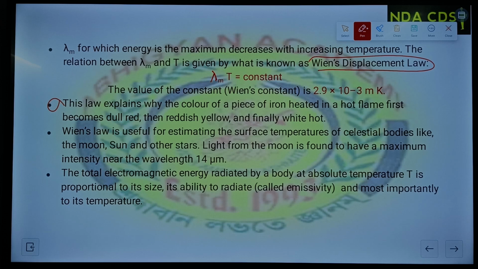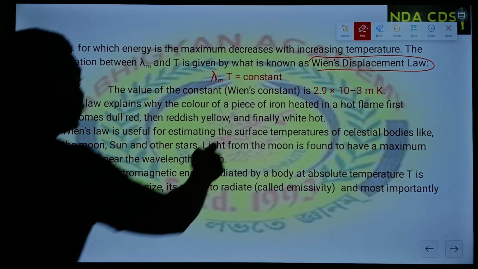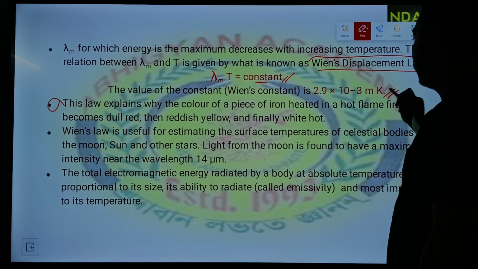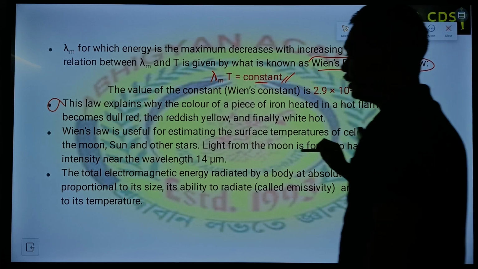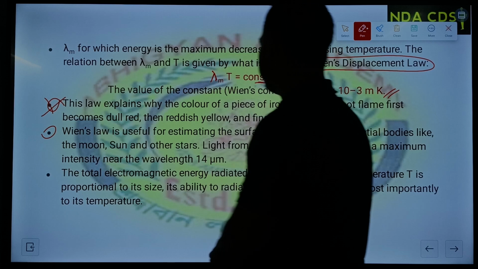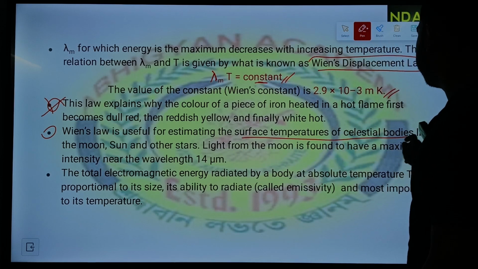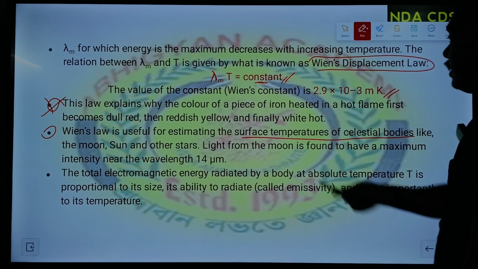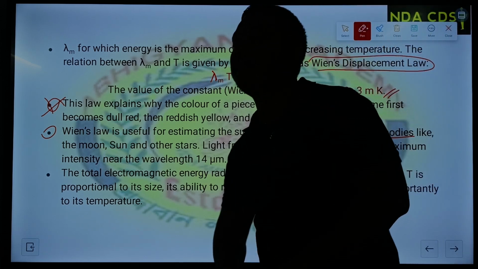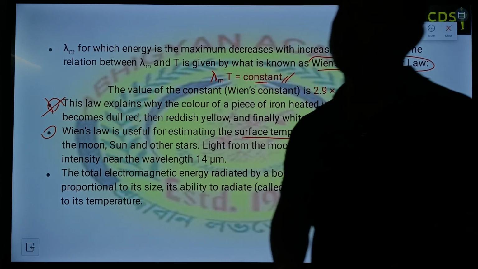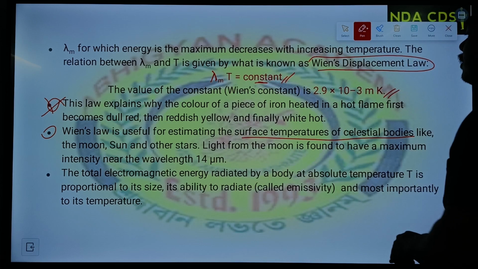Wien's displacement law. Okay, wait. One thing. No need to write the second point. Write this one. Value of constant is this one, 10 to the power minus 3 meter Kelvin. No need to write this one. Write this one. Wien's law is useful for estimating the surface temperature of celestial bodies like the moon, sun, and other stars. This formula we use heavily in astronomy and cosmology. In astrophysics also we use this formula a lot.